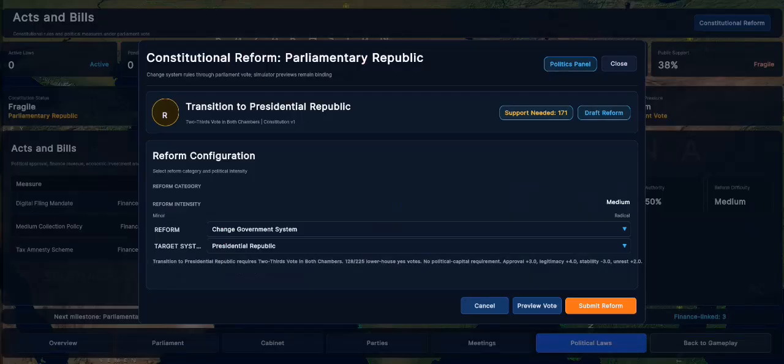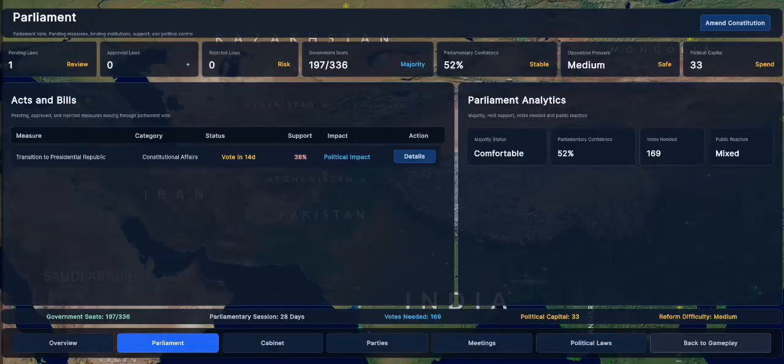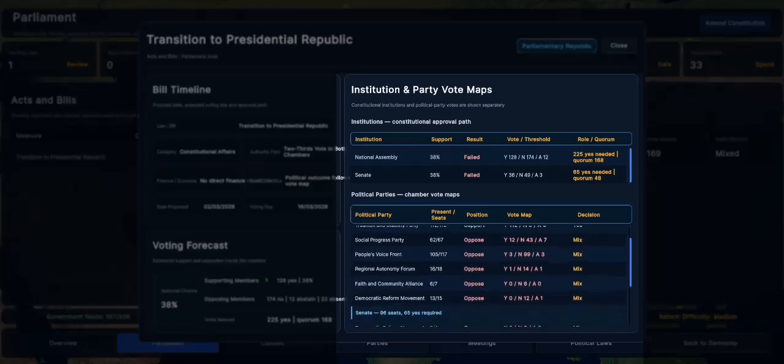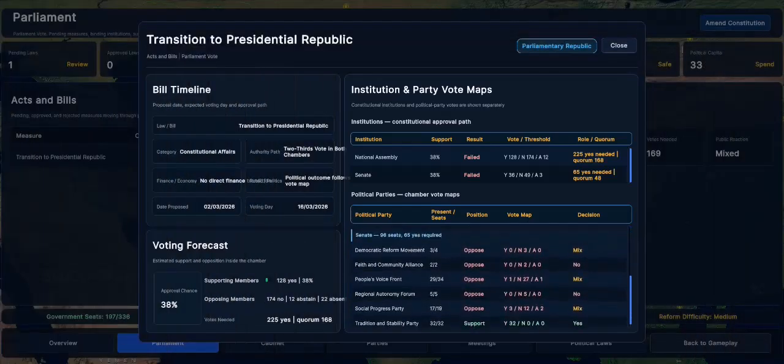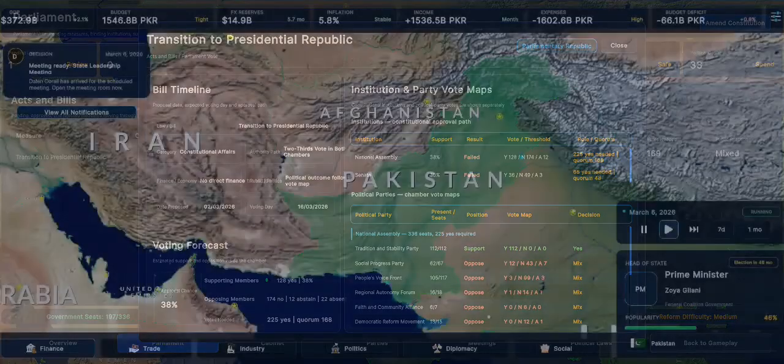Propose reforms and preview how every party intends to vote. Spend political capital, negotiate concessions, and push legislation through Parliament. Prepare for elections while protests, scandals, and opposition pressure threaten your mandate.